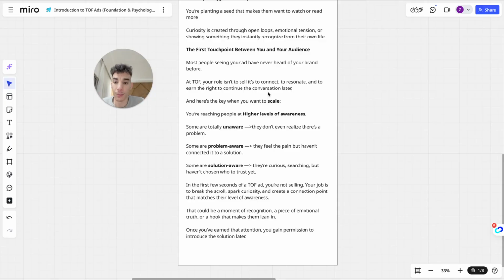Or when it's an image, it's to continue the talking later when they land on the landing page, or the pre-sale page, or the advertorial, whatever you want to call it. Then you close them, then you start selling to them.